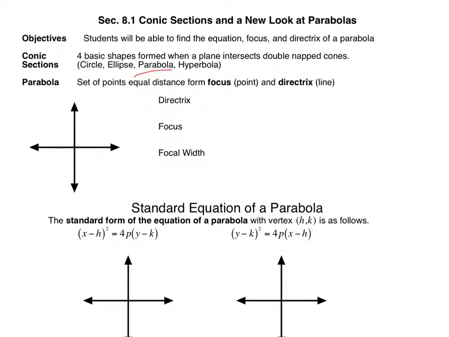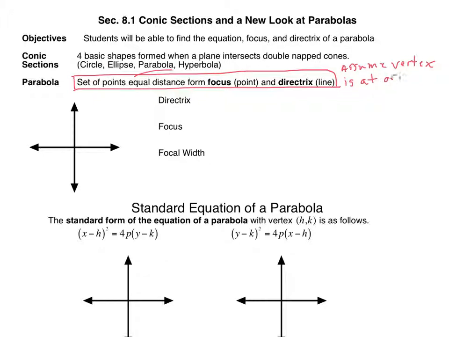And the parabola is the set of all points that are equal distance from what's called the focus and the directrix. So this particular parabola below here, we're just going to assume that the vertex is at the origin.